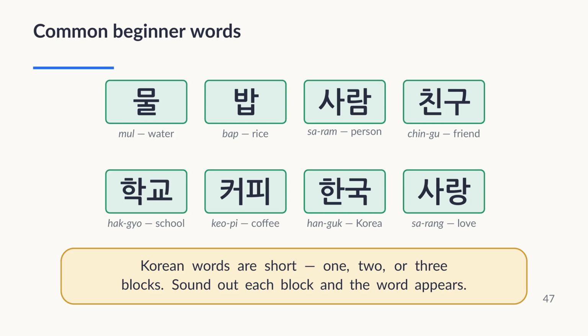Read each one block by block. Take saram, the first block is sa, the second is ram, so saram. Take hakgyo, hak with its K batchim, then gyo, so hakgyo. Notice the key point at the bottom. Korean words are short, usually just 1, 2, or 3 blocks. That means once you can read a block, you can read almost any word by simply reading its blocks in order. Try reading all 8 aloud without looking at the romanization. You will surprise yourself.